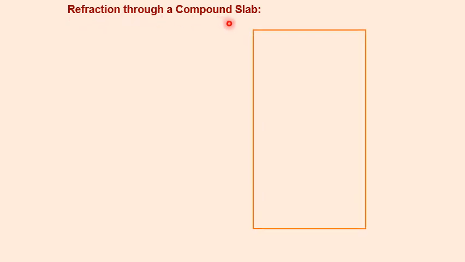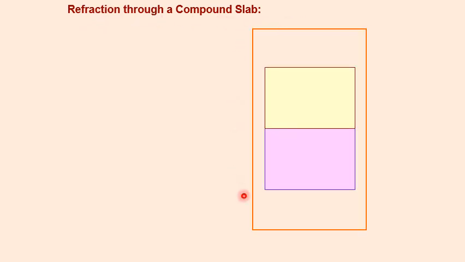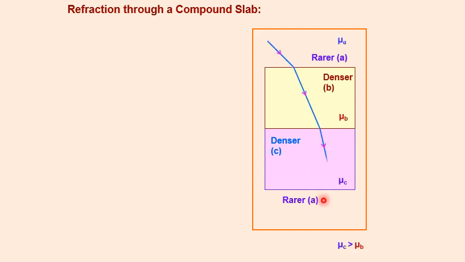Refraction through a compound slab. In this diagram, we have three media. First one is rarer, second one is denser of refractive index mu B, third one is denser of refractive index mu C. Now light rays are traveling from medium A to medium B to medium C to medium A. These are the normals and these are the angles I1, R1, R1, R2, R2 and I1.